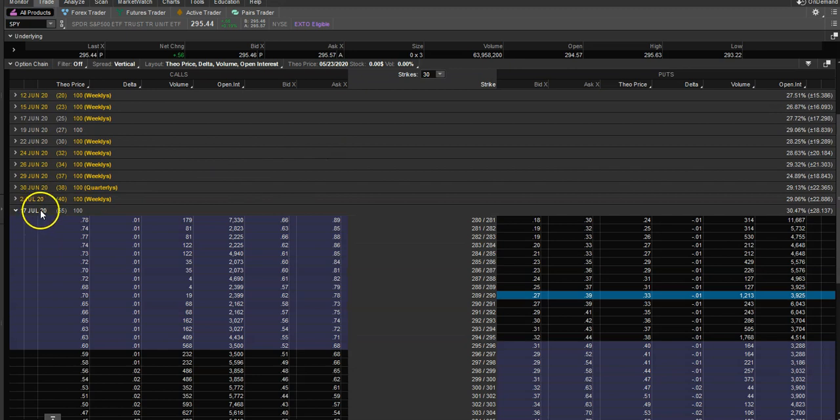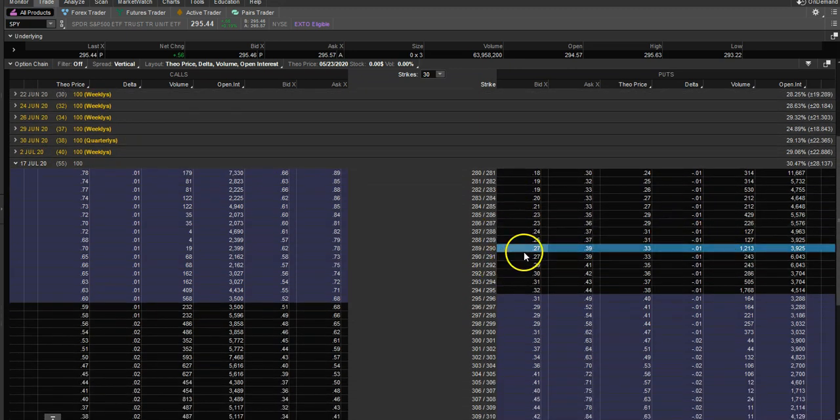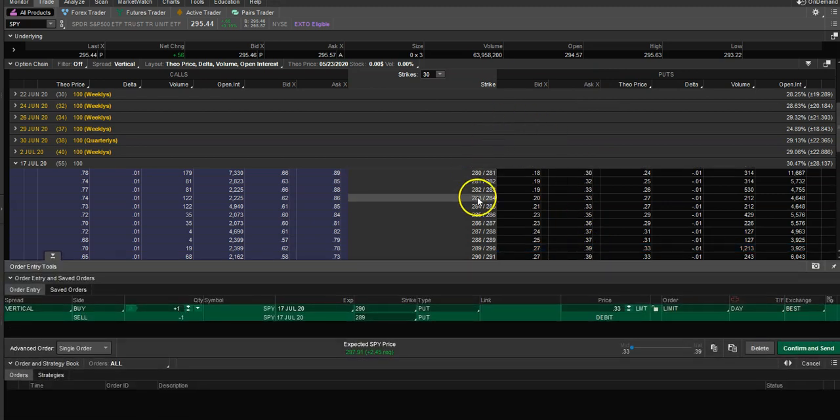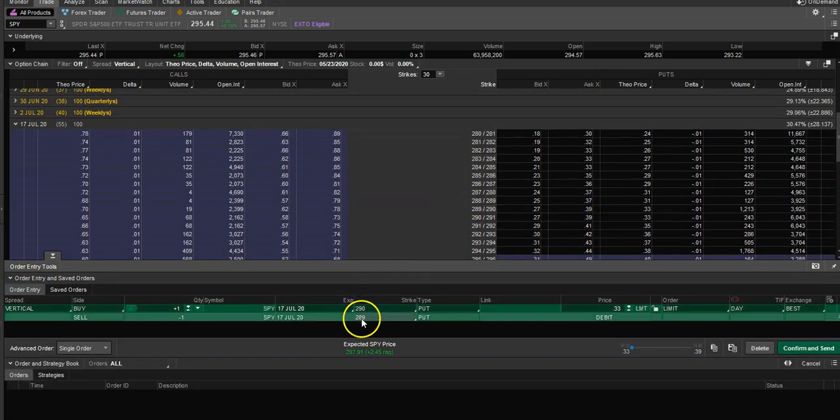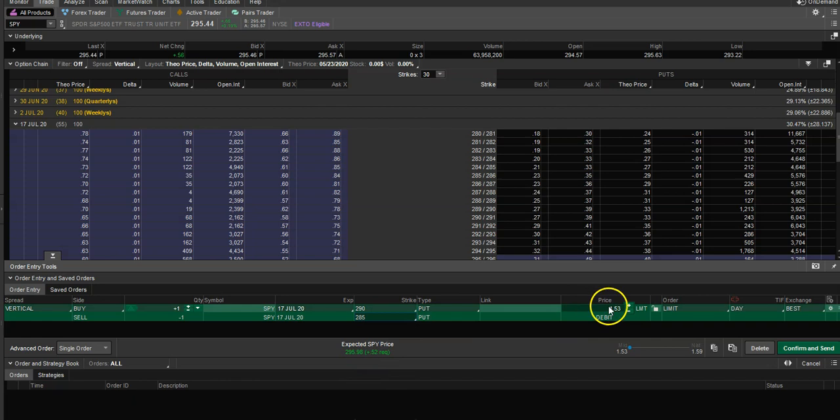So we're going to look at the July 20s, and let's look at the 290, 285. What we're going to do is go to the ask because we're buying this put spread, okay? And then we're going to come down here and change the lower put, the one we're selling, to 285. Net, this trade's going to cost us about $1.53. It's a five point put spread.